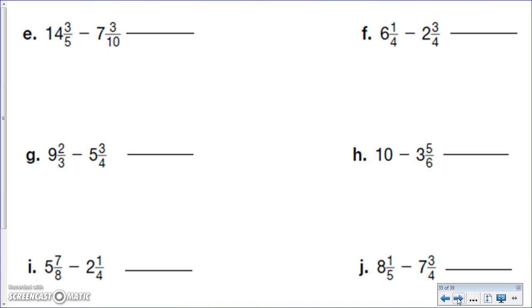For problem A, we have 14 and 3/5 minus 7 and 3/10. So the first thing we need to do is rewrite 14 and 3/5 so that the 3/5 is in tenths, so it's going to become 14 and 6/10. And if we look, we do not have to borrow from the 14, so all we have to do is subtract. 14 minus 7 is 7. And 6/10 minus 3/10 is 3/10. So our answer becomes 7 and 3/10.